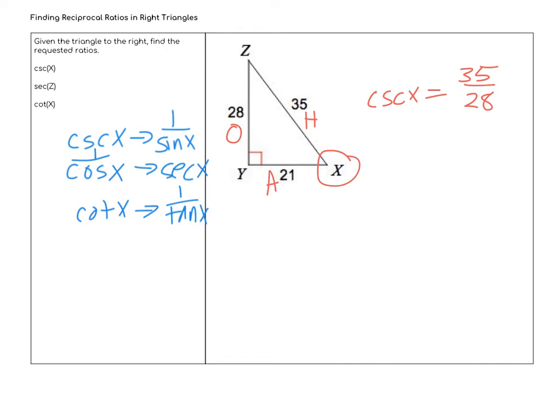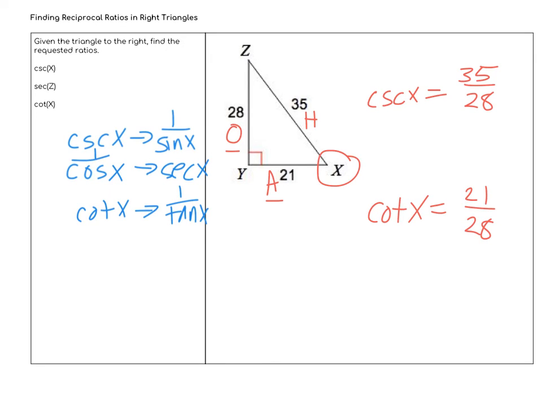For the second one of these, I'm actually going to skip down to the third one because we're using the same angle. So for the third one of these, we're looking at cotangent of x. Cotangent is the reciprocal of tangent. We know tangent is opposite over adjacent. Therefore, cotangent is going to be adjacent over opposite, which gives us 21 over 28.